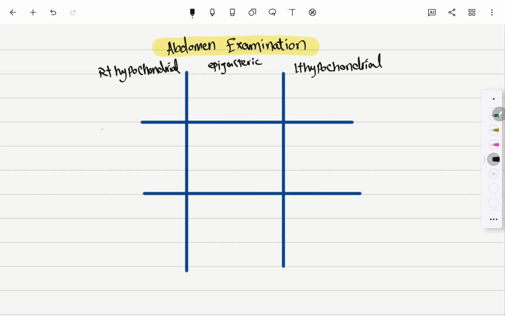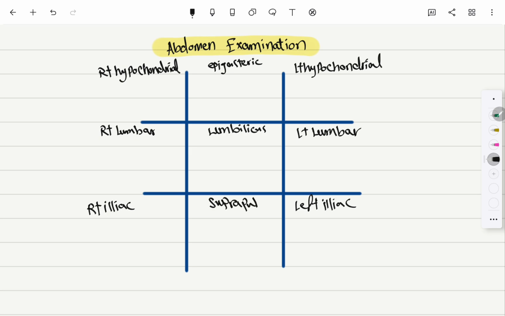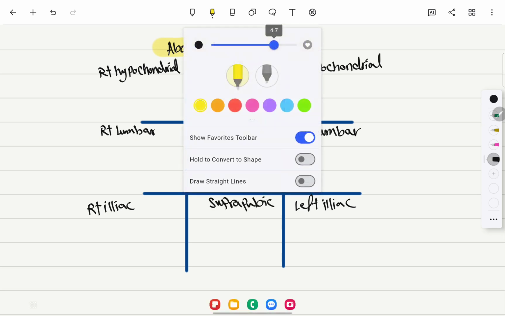Here will be right lumbar, right iliac, umbilicus, and left lumbar, left iliac, and finally suprapubic. Okay, every one of which will contain a different pain from the others.